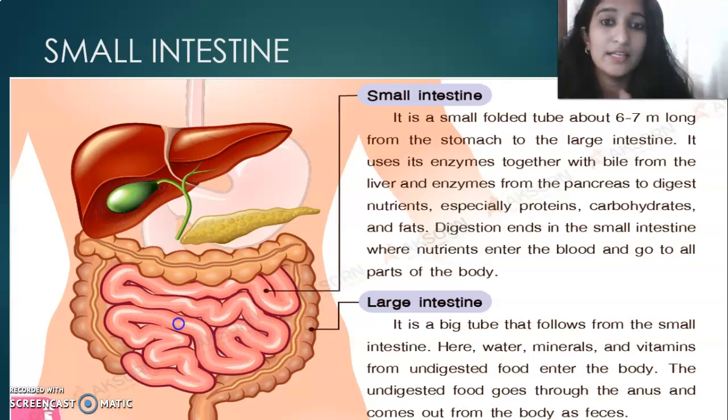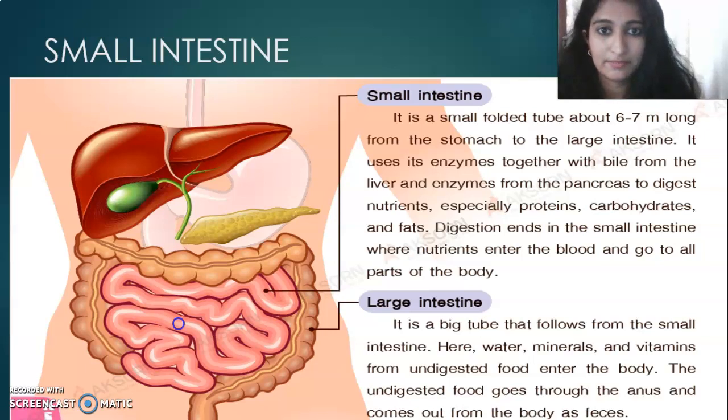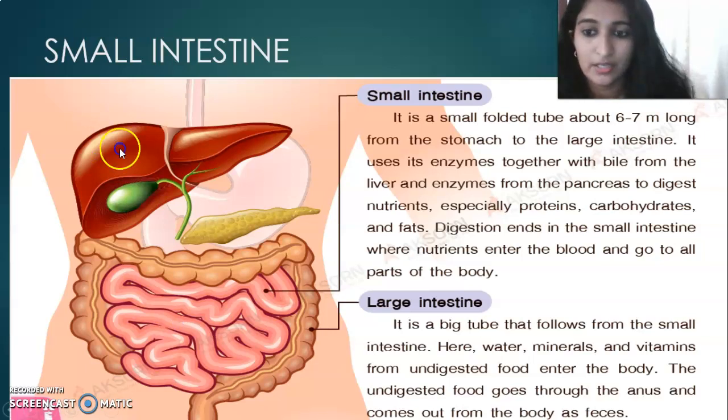Now the food is in the small intestine. So in the small intestine we have some helping organs for digestion. Here, what is the name of this organ? It is the liver. Very good. What is the name of this organ? It is the pancreas. We have two helping organs for digestion in the intestine.